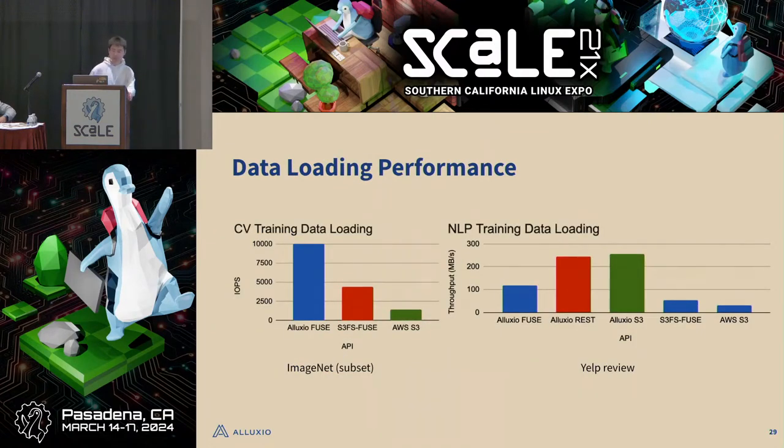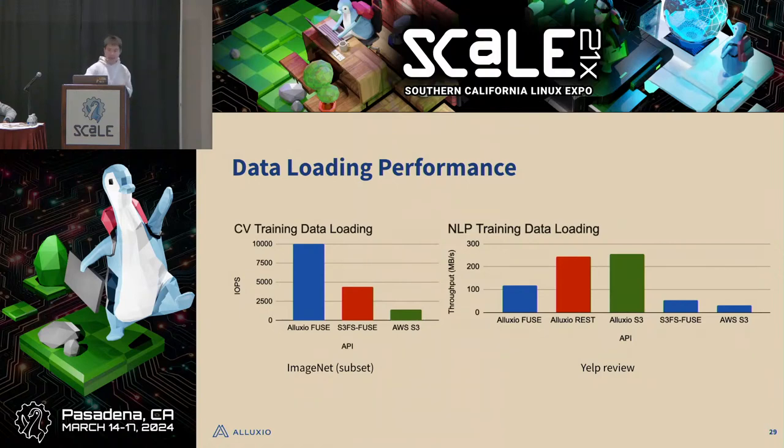And here is some data loading performance that we have collected. As we have discussed, there are two categories of data sets for training: one is computer vision, and the other is natural language processing. So we compare those two types of data sets here. On the left side, we compare computer vision training data loading IOPS. The data set is the very popular ImageNet, and we use a subset of it. What we can see from the result is that Alluxio Fuse has higher performance than S3 Fuse and AWS S3. For AWS S3 here, we use the Boto API, the Python API.